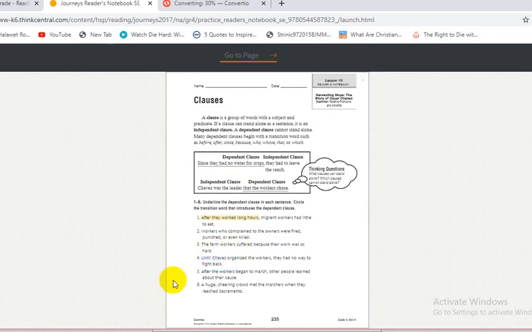Number 4. Until Chavez organized the workers, they had no way to fight back. So our independent clause here is they had no way to fight back. Our dependent clause is until Chavez organized the workers. This here is our dependent clause. Okay? Until Chavez organized the workers. Until is the transition.